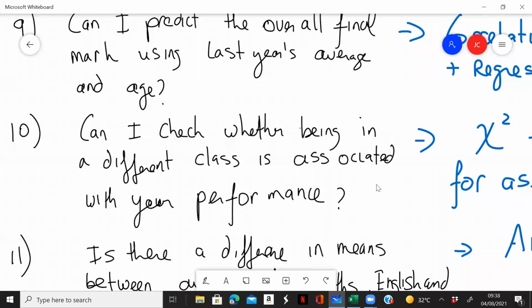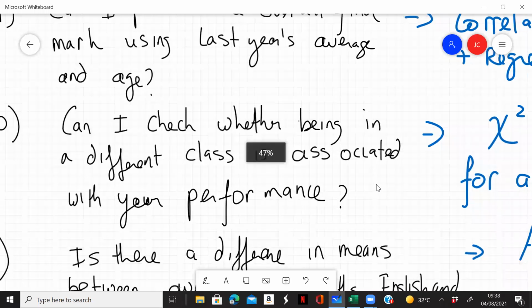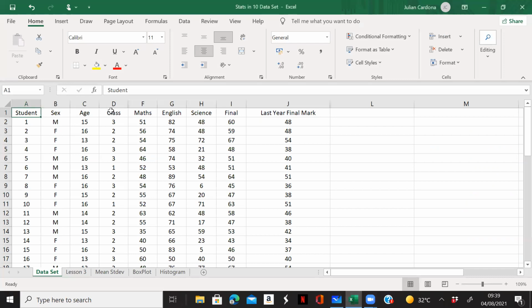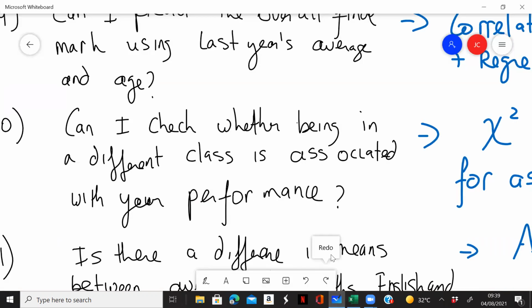Moving on. This is a big one. Usually 9 out of 10 exams and 9 out of 10 theses will have a question like this. Is there association? Is there association, for example, between being in a different class and your performance? Or let me put it differently. Is your performance dependent on which class you're going to be in, or independent? It doesn't matter if you're in class 1, class 2, class 3. Remember, we had data on that. Every student is either in class 3, class 2, or class 1. So basically the principal is asking, listen, does it make a difference in which class you're in?